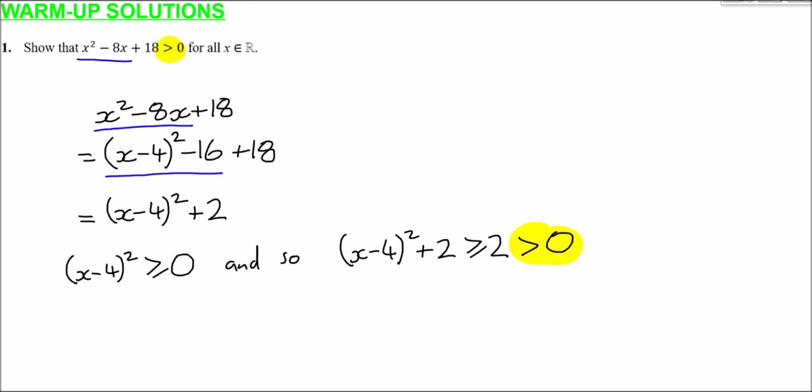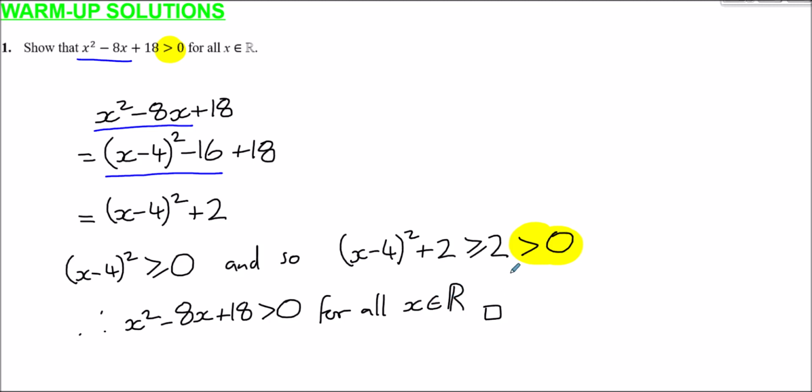Then just return to the original statement and say, therefore, x squared minus 8x plus 18 must be greater than 0 for all x elements of real numbers, which is exactly what we wanted to do, so we've proved it. That's question 1 done.